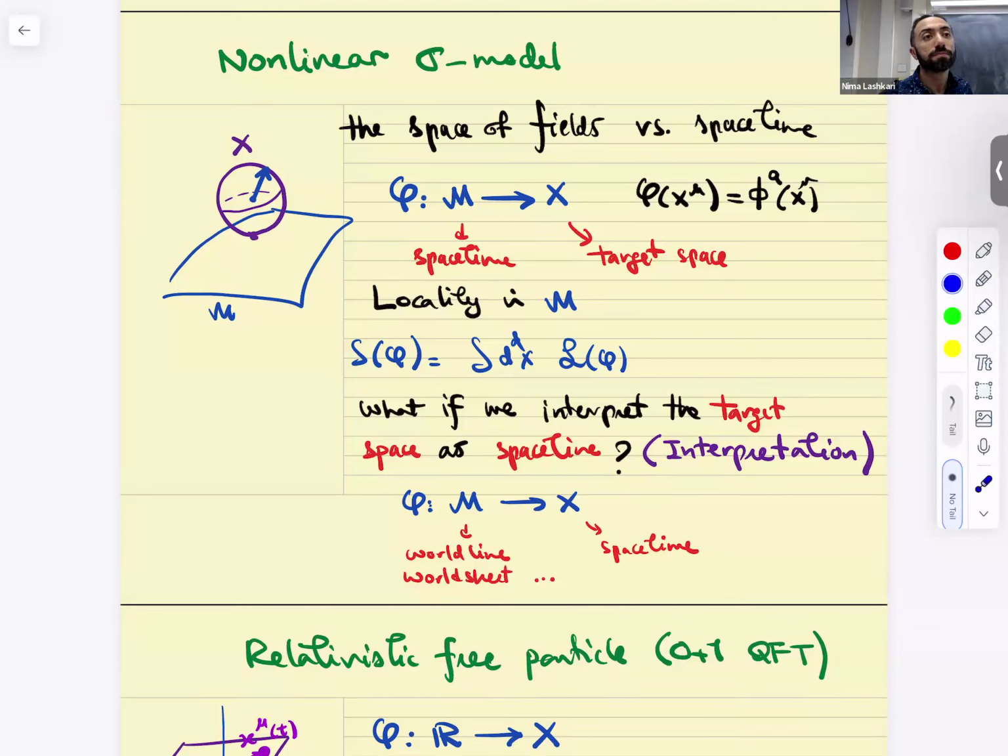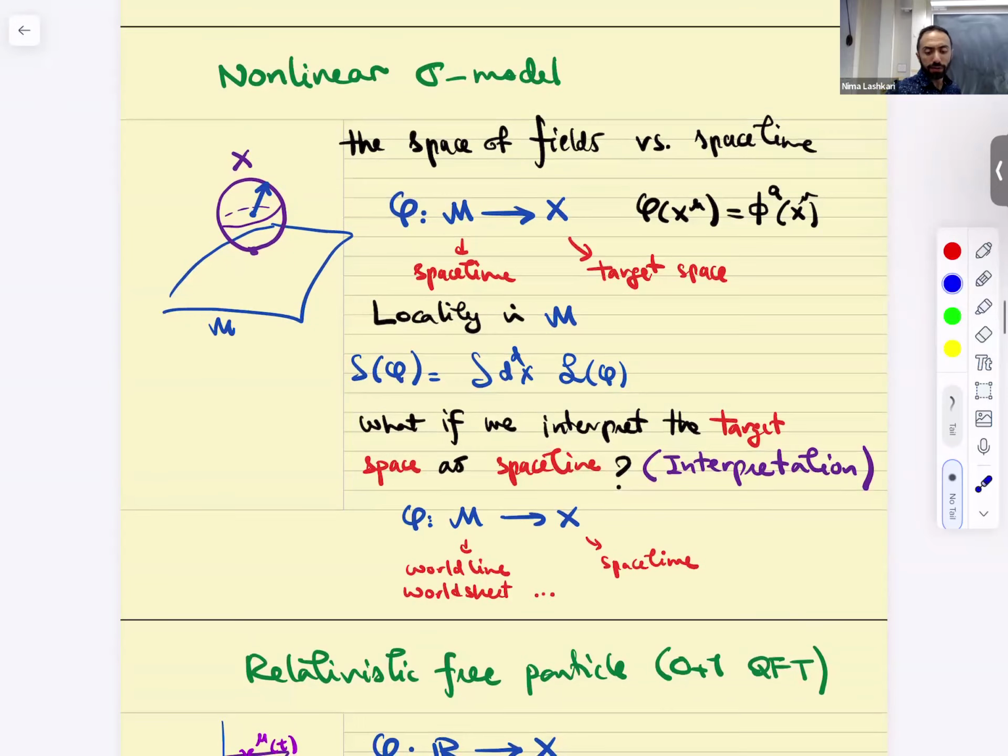What is the nature of this mapping? Is it one-to-one? Definitely not one-to-one, but it's a function. To every point in M, you associate a point on X. For example, the field could be 0 everywhere. That's clearly not one-to-one. Yes, classical field theory.